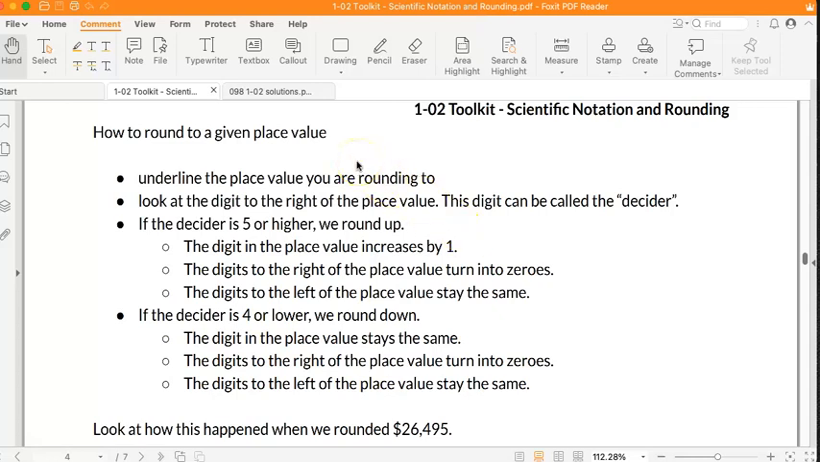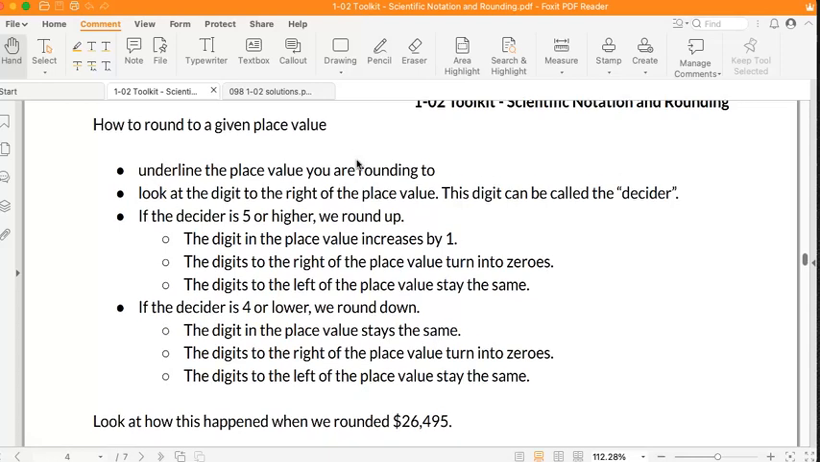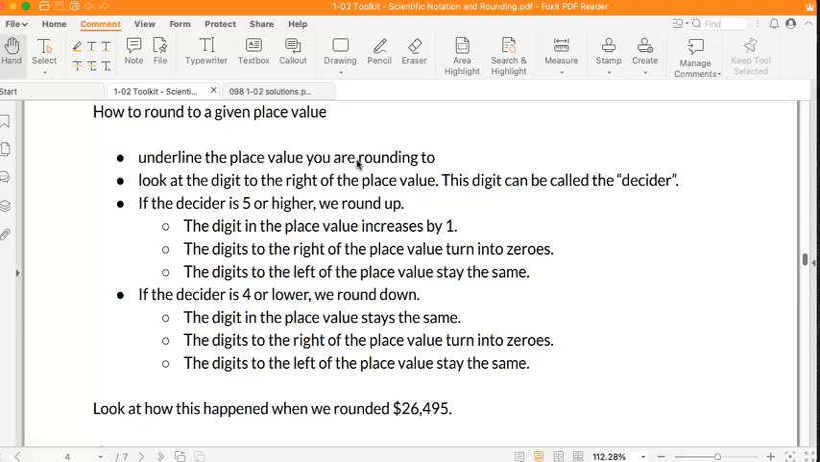Explaining how to round, I feel like it gets really wordy. But these are the steps and this is the explanation that I've come up with after teaching math for a while. Underline the place value you are rounding to. Whenever you round, you have to say, what is the place value I'm rounding to?